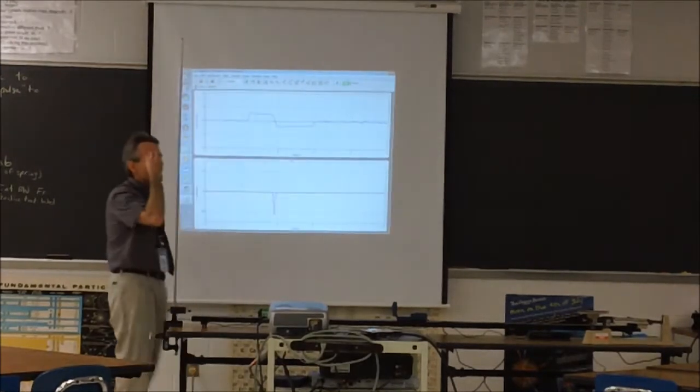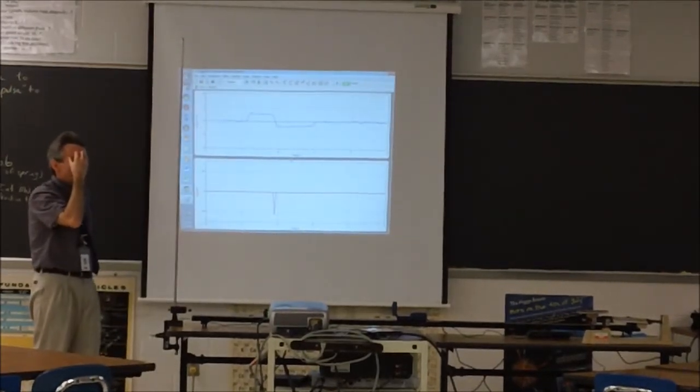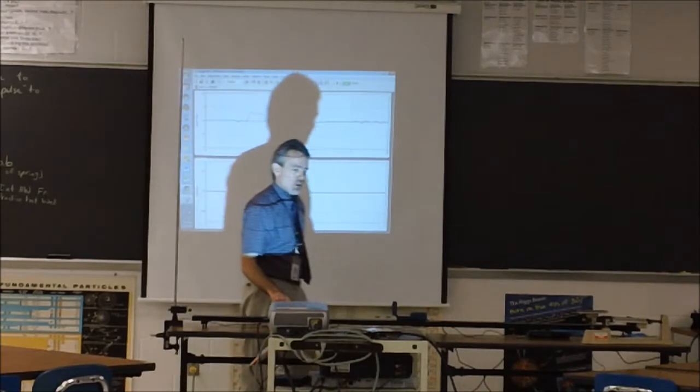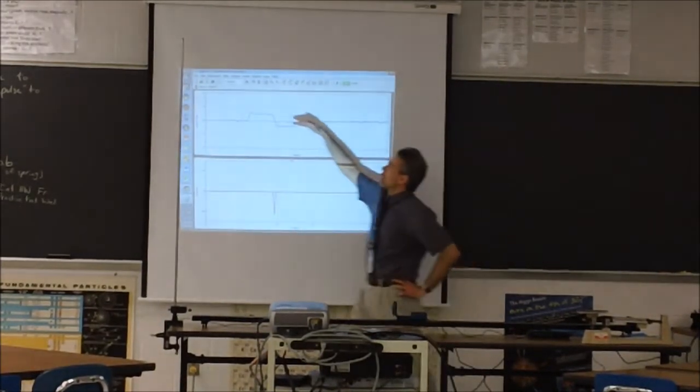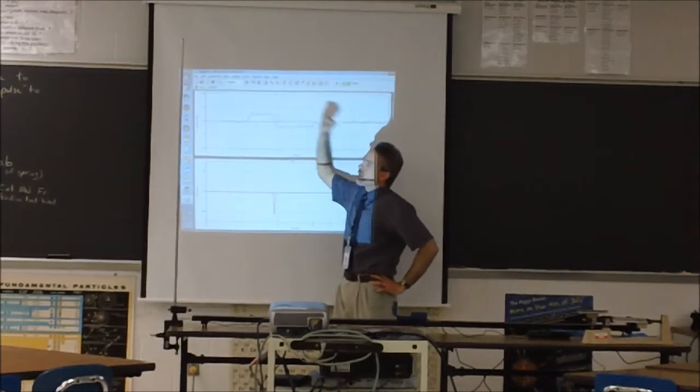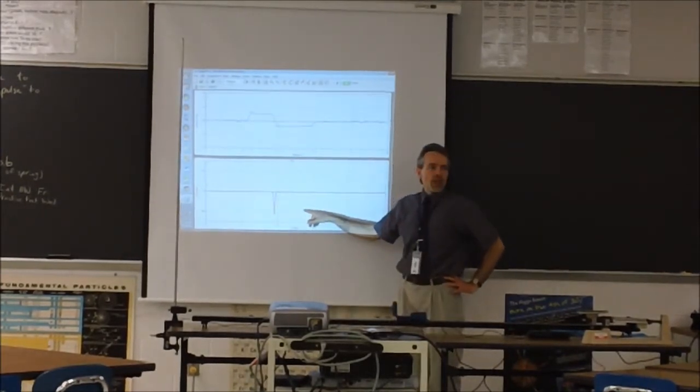So what do you think, how would it change if the thing's going slower? What would change about this graph? It's smaller this way, you mean? Yes, and smaller the other way. What about this graph? How would that change? It'd be smaller.